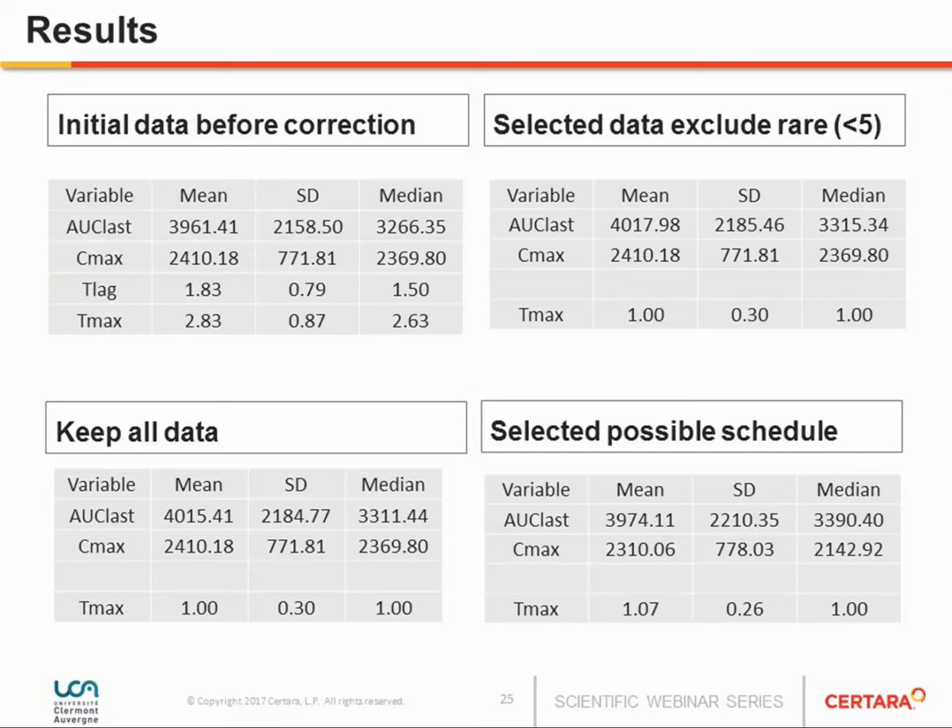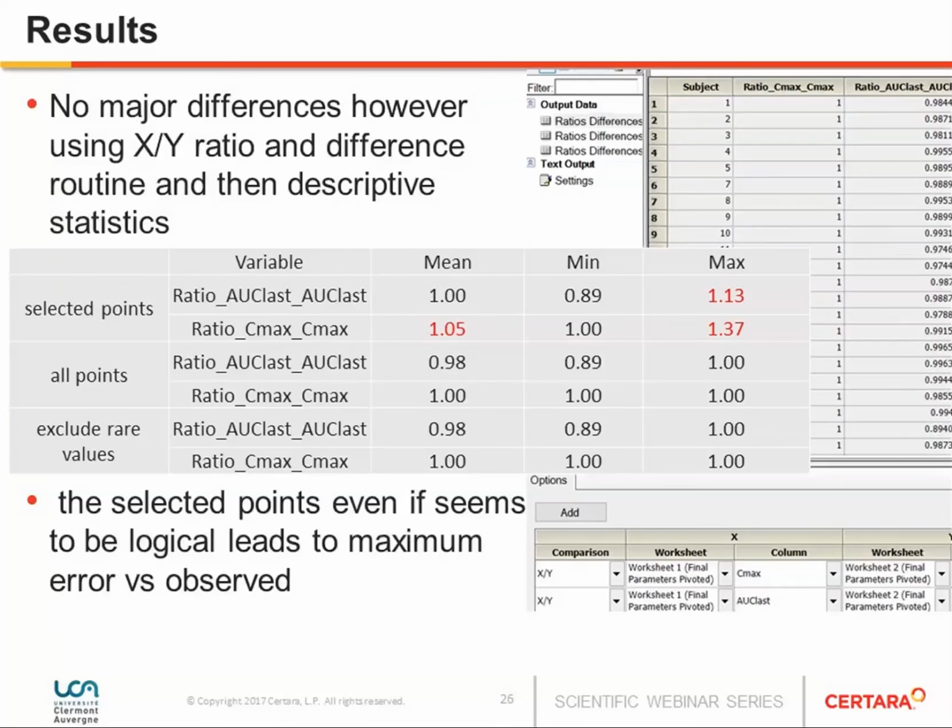Now, bottom left, I keep all the data. I have also a little bit overestimated AUC, but around 1%. I have a perfect Cmax. If I select now some possible schedule, you can see that my AUC may be better, but my Cmax is worse. So it's not so easy to see what I can do. We are going to see something else now, because those are mean values. If now I use the XY ratio and difference routine, which is within Phoenix, I can have something which can help me to calculate what is good and bad.